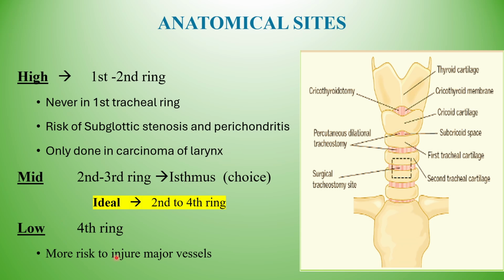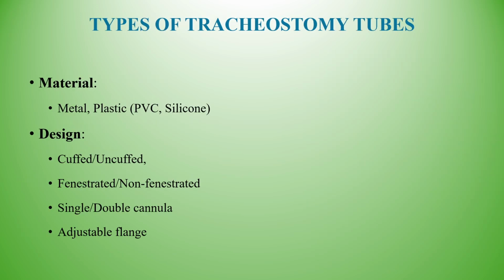And the lower one is any incision below the fourth ring, the lower tracheostomy, but one has to be careful because it can give rise to injury to major vessels or the apical pleura, especially in small children. If you are low in the neck, then there are many chances of injuring the apical pleura.